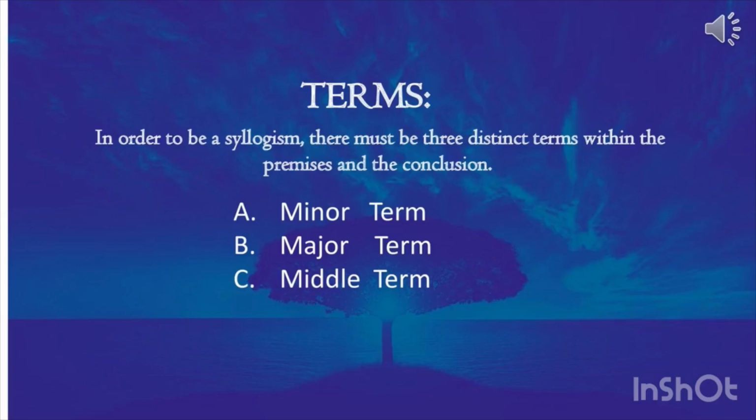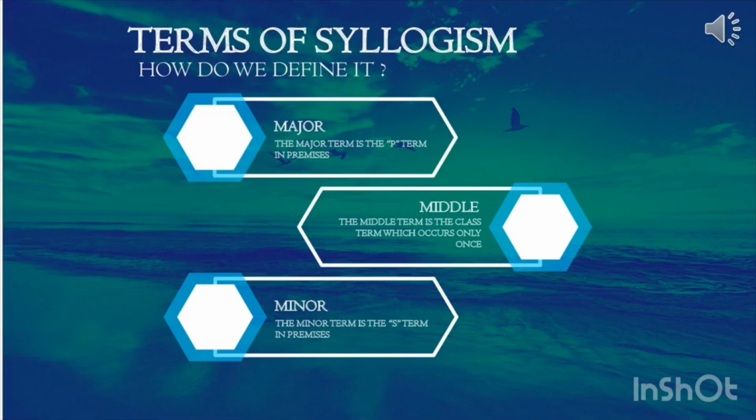In order to be a syllogism, there must be three distinct terms within the premises and the conclusion. Number one is minor term, number two is major term, and number three is middle term. Let's discuss these terms. First of all, the major term. The major term is the predicate term in the conclusion of the syllogism. It refers to the broader category or class to which the conclusion statement is made.